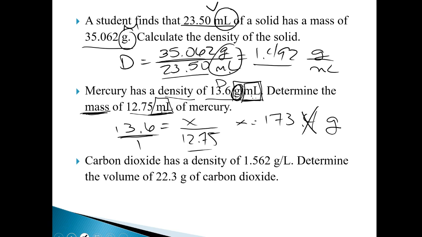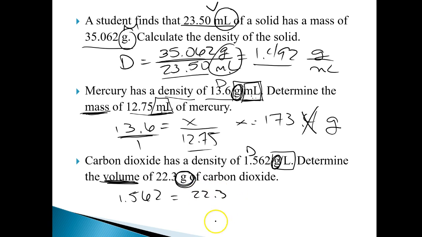Okay. Carbon dioxide. Now carbon dioxide is a gas, so notice what my units are. Okay, again, pay attention. It tells you an awful lot. It has a density of 1.562 grams per liter. Determine the volume, that's what I'm looking for, of 22.3 grams of carbon dioxide. So I want to make sure that my unit for mass matches the corresponding unit inside my density, and it does. So again, all I have to do is plug and chug. 1.562 is the density, equals the mass, 22.3, over the volume, which I don't know.